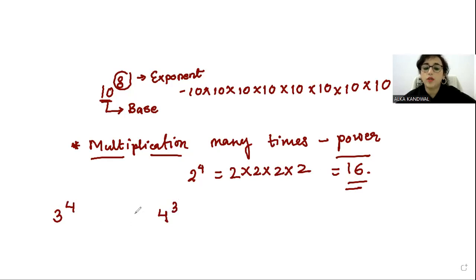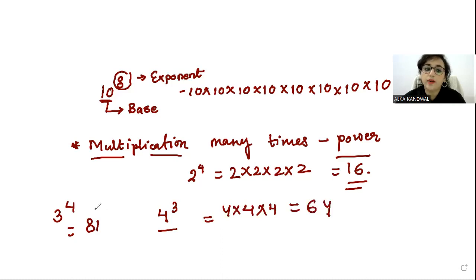If I ask a question: 3 to the power of 4 and 4 to the power of 3, which of these two will be bigger? If we talk about 3 power 4, 3 3 is a 9, 9 3 is a 27, 27 3 is a 81. Its value is 81. And what will be the value of 4 power 3? 4 into 4 into 4, that is 64. So which value is bigger?